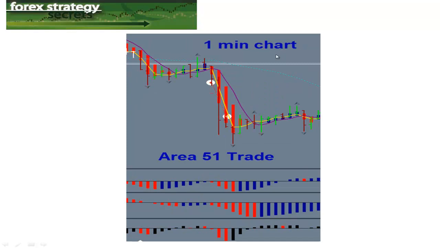Now here's a 1 minute chart. We call it the Area 51. It's the 5 minute and the 1 minute trade. And this was only like 5 or 6 pips. It was a quick 5 or 6 pips. The market moved really quickly, and it was just closed because it had gone far enough, fast enough.